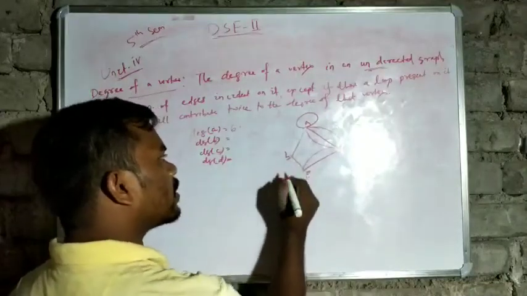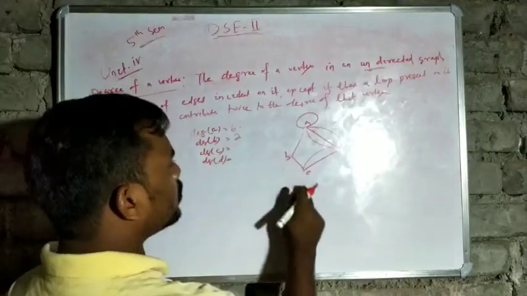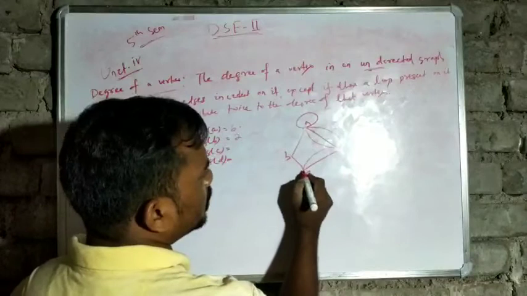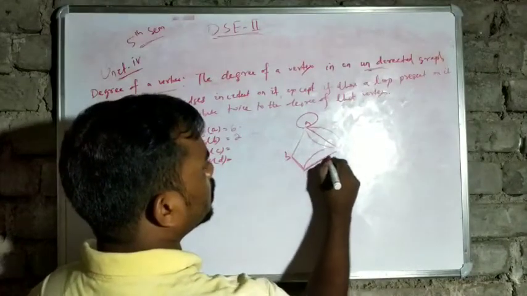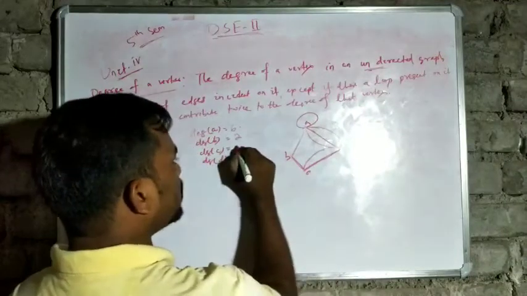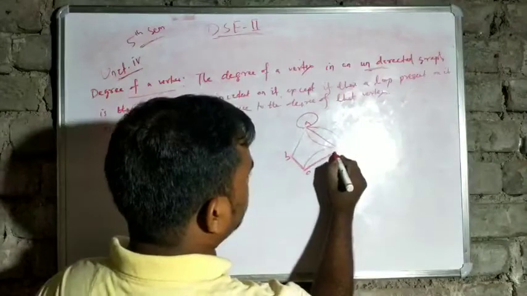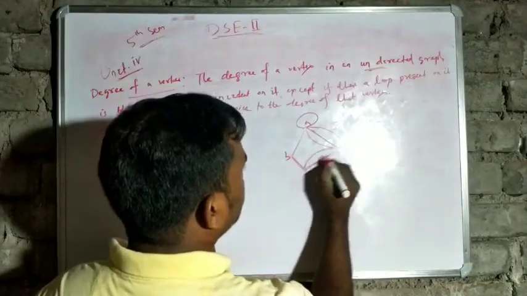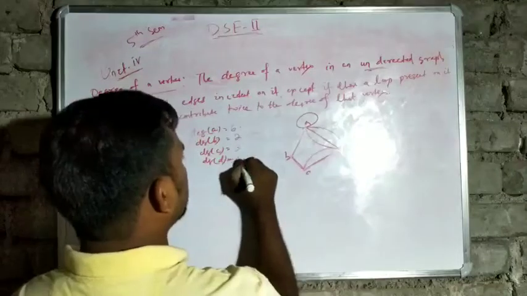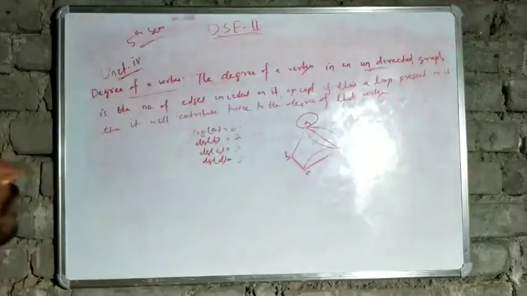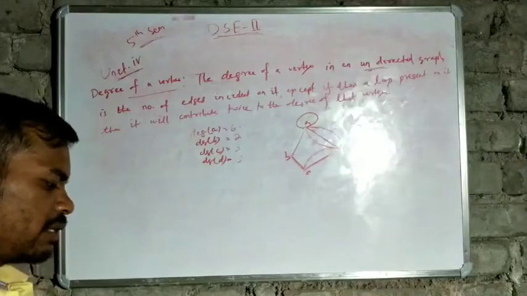Similarly, at vertex B, there are 2 edges, so the degree of B is 2. At vertex C, there are 3 edges. This one is an edge, this is another edge, this is another edge. So the degree of C is 3. Similarly, the degree of D is 1, 2, 3, 4, 5. Okay, so now you know how to find the degree of vertices in a graph.